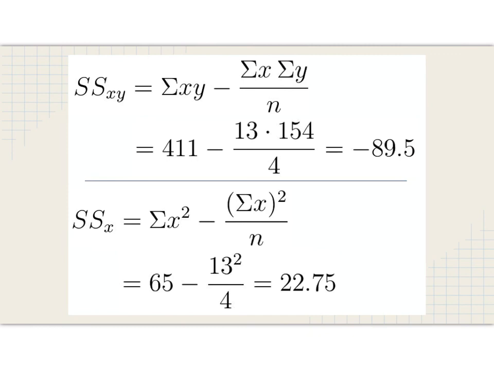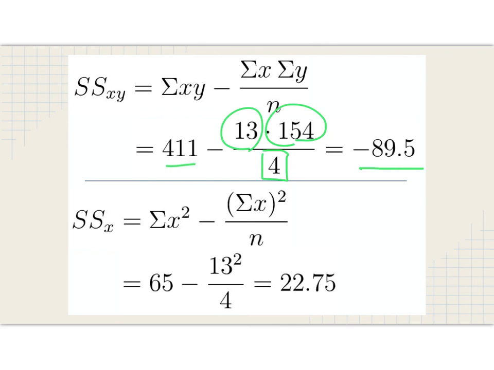To find SSXY, we'll take the summation of the xy's, that's 411, and we'll subtract from it the summation of the x's times the summation of the y's, 13 times 154, divided by 4, since there were 4 data pairs that we were looking at. This gives us a value for SSXY of negative 89.5. So right away, we're halfway to an indicator that this is going to be a negative correlation.